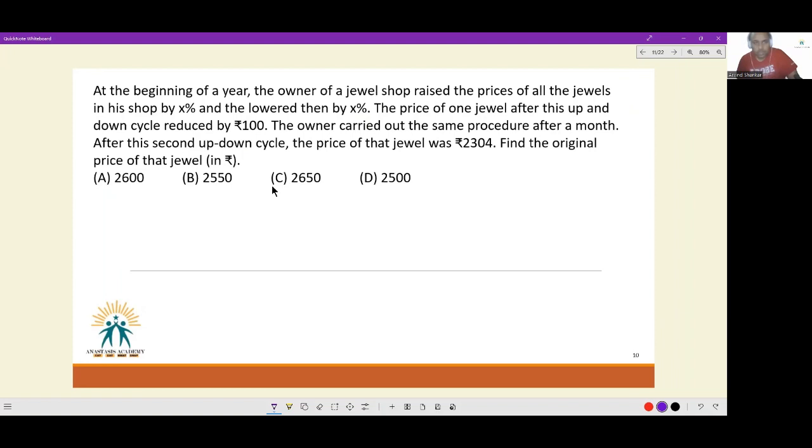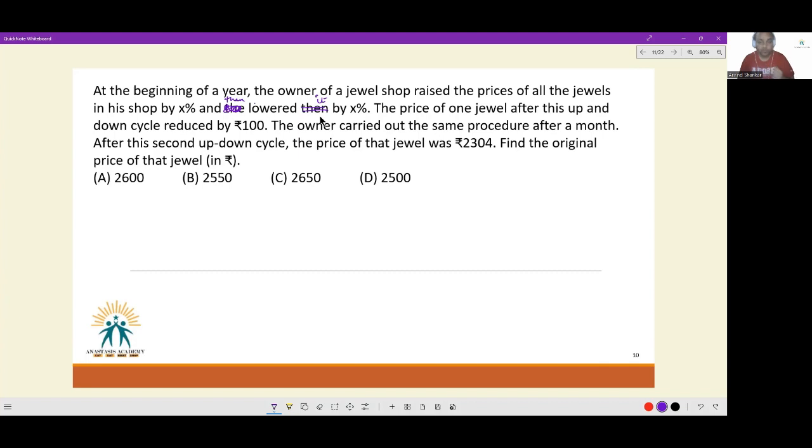Next question. At the beginning of the year, the owner of a jewel shop raised the prices of all the jewels in his shop by X%, and then lowered it by X%. So previously an X% increase took place, then an X% decrease took place.